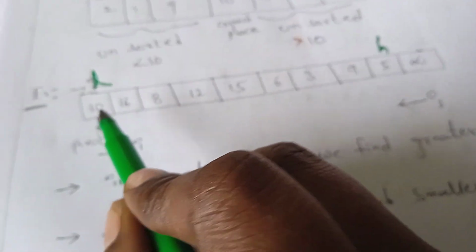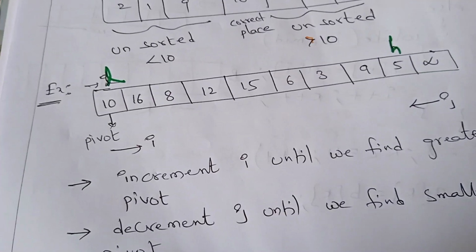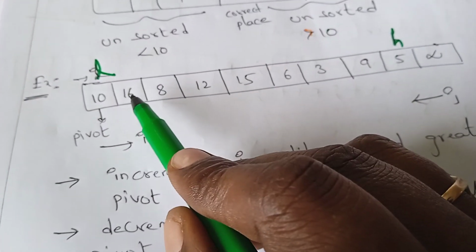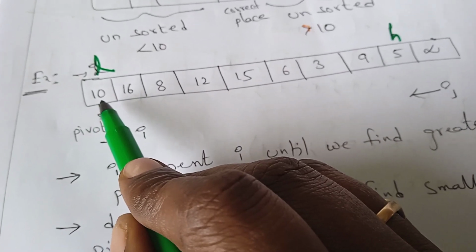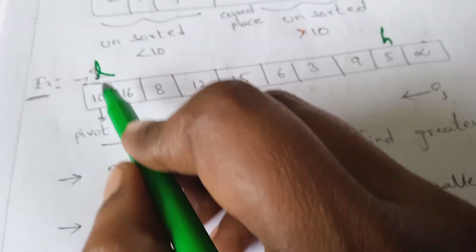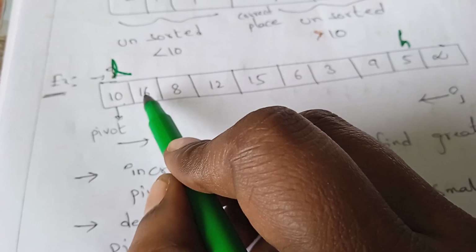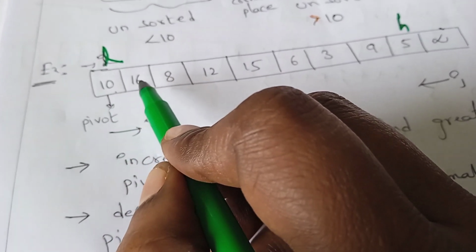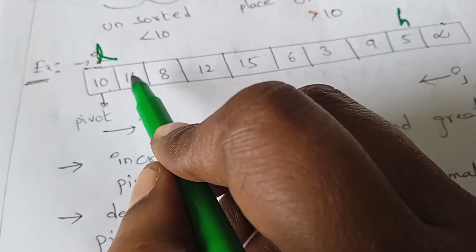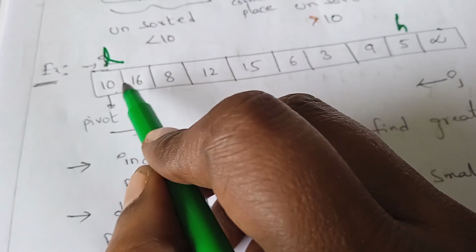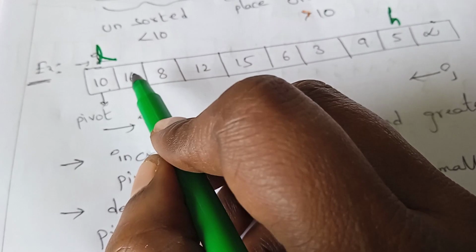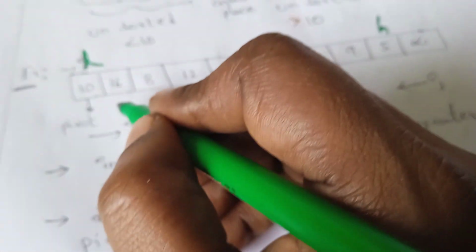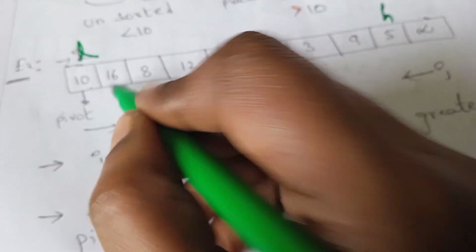Now my first element is 10. After this 10, I have 16. If 10 is my pivot element, then after 10 I should have a greater element than 10. So 16 is in the right place. How is it the right place? Because 16 is greater than 10, so it should be available on the right-hand side of 10. Now increase the index, so the I value will move to 16.